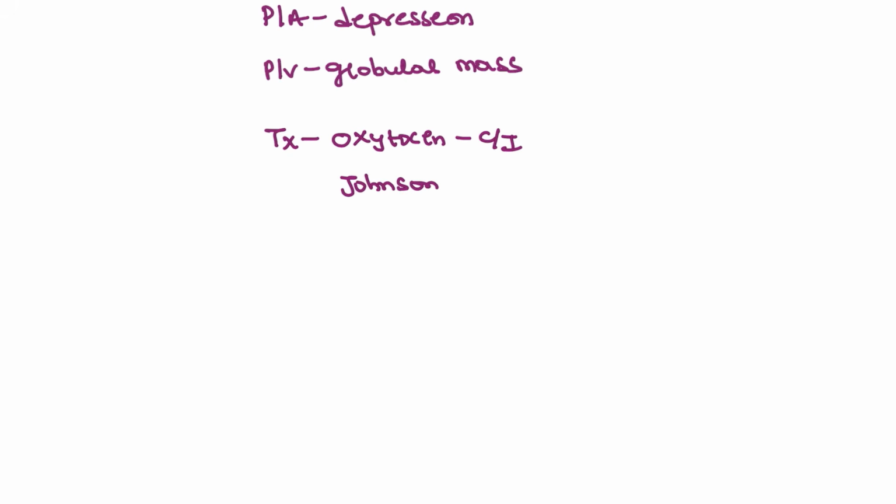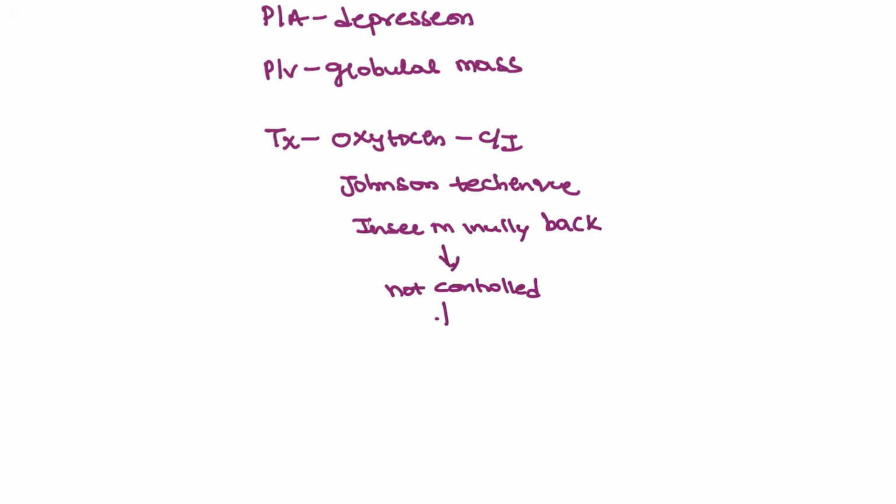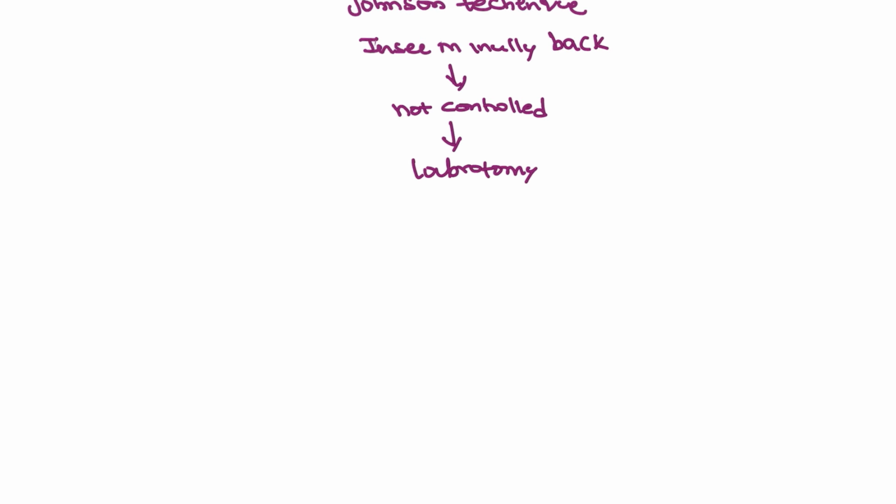And we have the Johnson technique. So what is this Johnson technique? They will manually insert the uterus back. And if it is not controlled, then we have to go for laparotomy. Abdominal surgery has to be done for this patient, and then we have to go for hysterectomy if it is still not controlled.